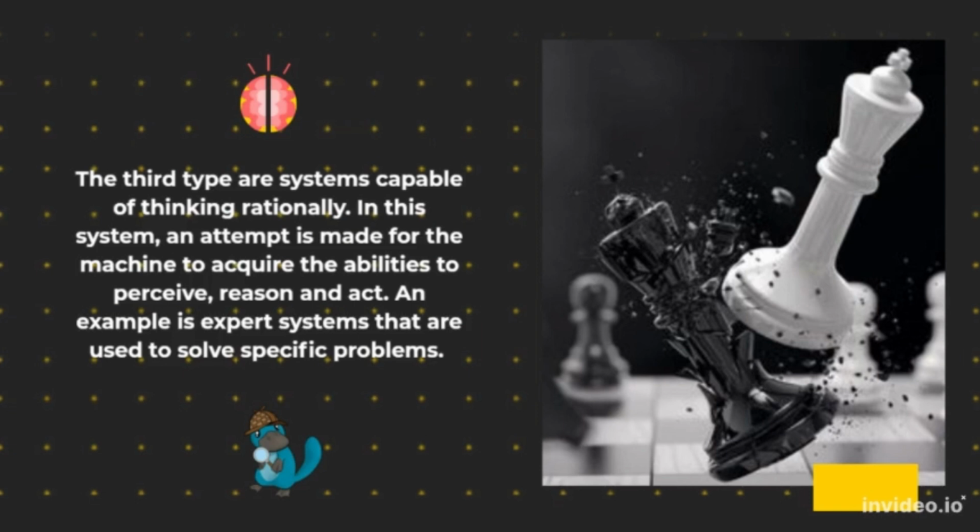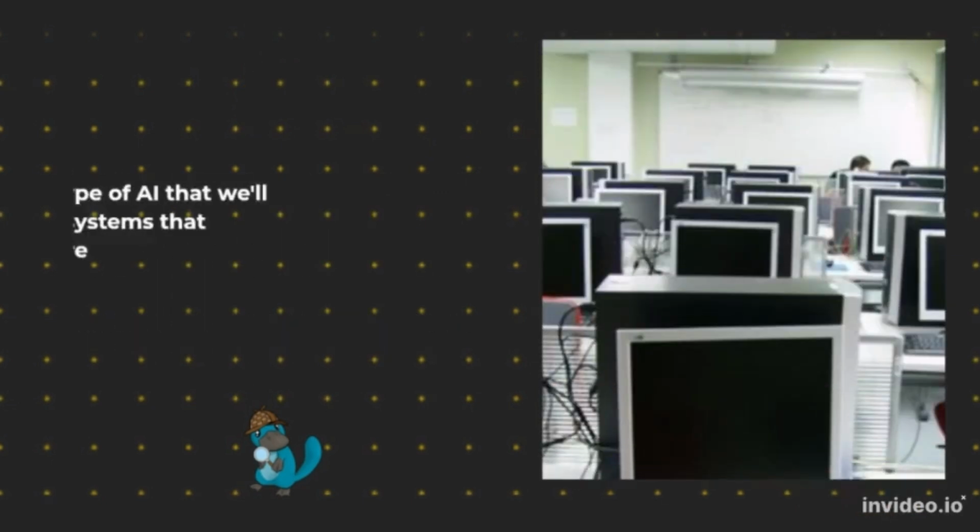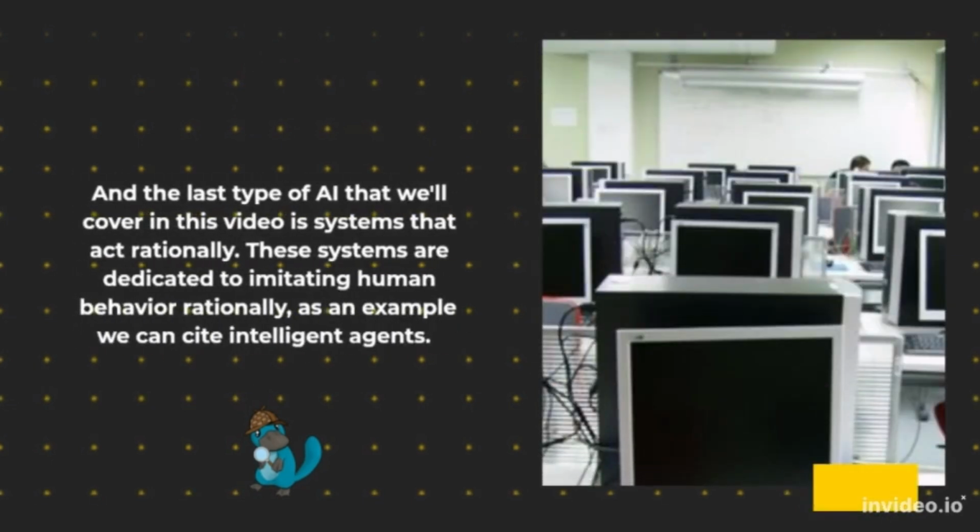And the last type of AI that we'll cover in this video is systems that act rationally. These systems are dedicated to imitating human behavior rationally. As an example, we can cite intelligent agents.